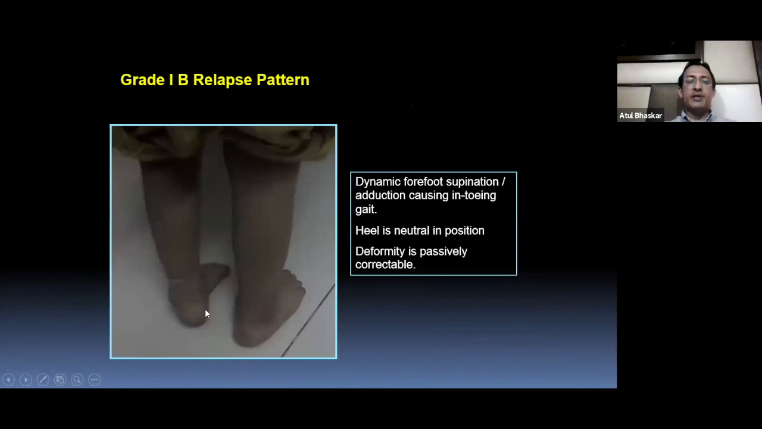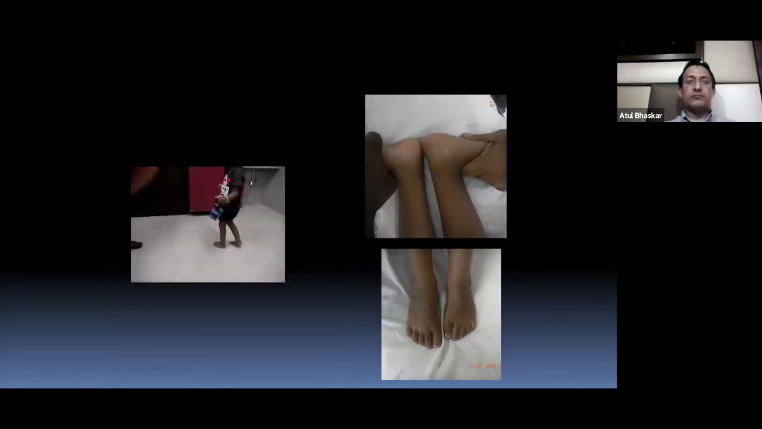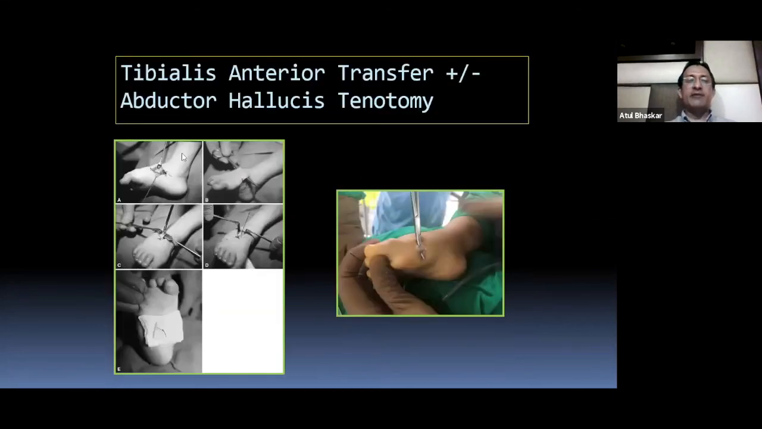The dynamic supination is because of the overactivity of the tibialis anterior or the adductor tendon. So this is seen in a child who has been treated with Ponseti but had poor splinting. They will come with dynamic supination, and you will find that they have good dorsiflexion, but they only supinate when they walk. And in these children with dynamic supination, the treatment of choice is a tibialis anterior transfer.